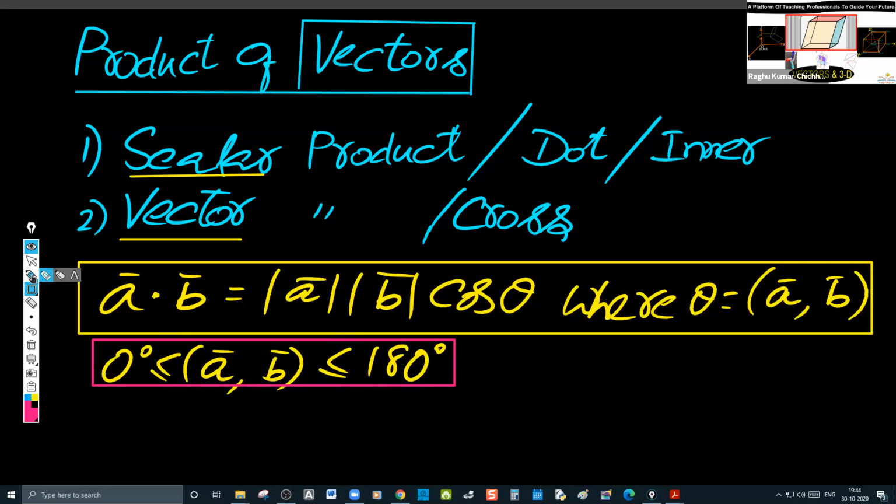So we have to discuss the scalar product between these limitations only. Let me start with theta 0 first. Number one case, theta is equal to 0 degrees, which implies cos 0, which is 1. So A bar dot B bar is equal to mod A bar into mod B bar.